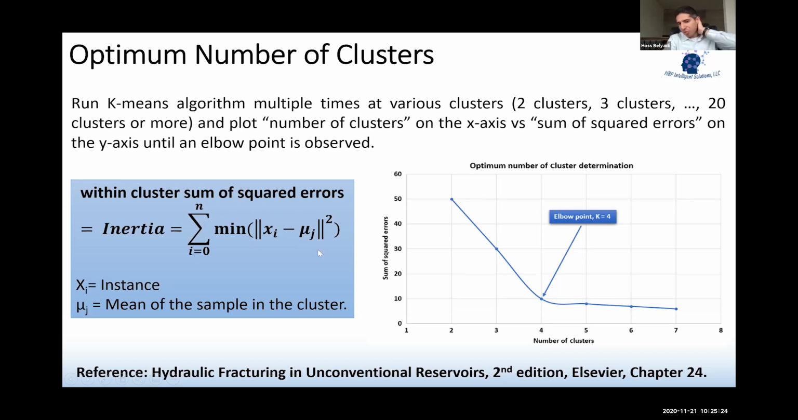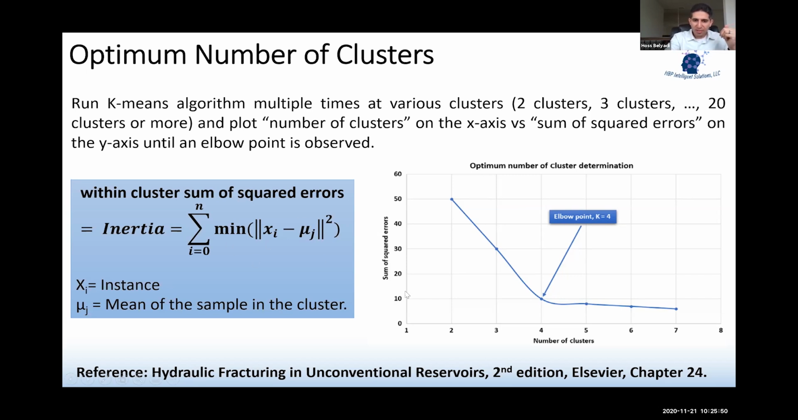Now, if you remember from your linear algebra class, if you've ever taken one, this is your normalized Euclidean distance. The double absolute value is basically the norm of your Euclidean vector, and that's what you're doing here.